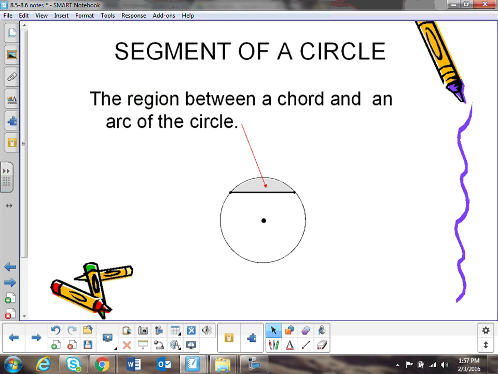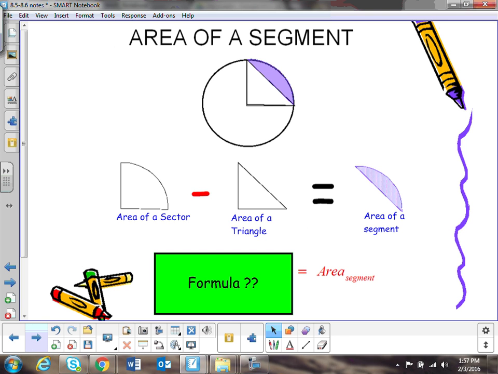Alright, ready for the formula? This one also is not on your formula chart, so you'll have to remember it. Let's go over the symbolic part first. What you'll do first is find the area of the sector, that's what we just practiced. Then subtract the area of the triangle, which is that right there. And then that'll leave you with the area of the segment. So actually draw out the little symbolic picture. Draw that out first.